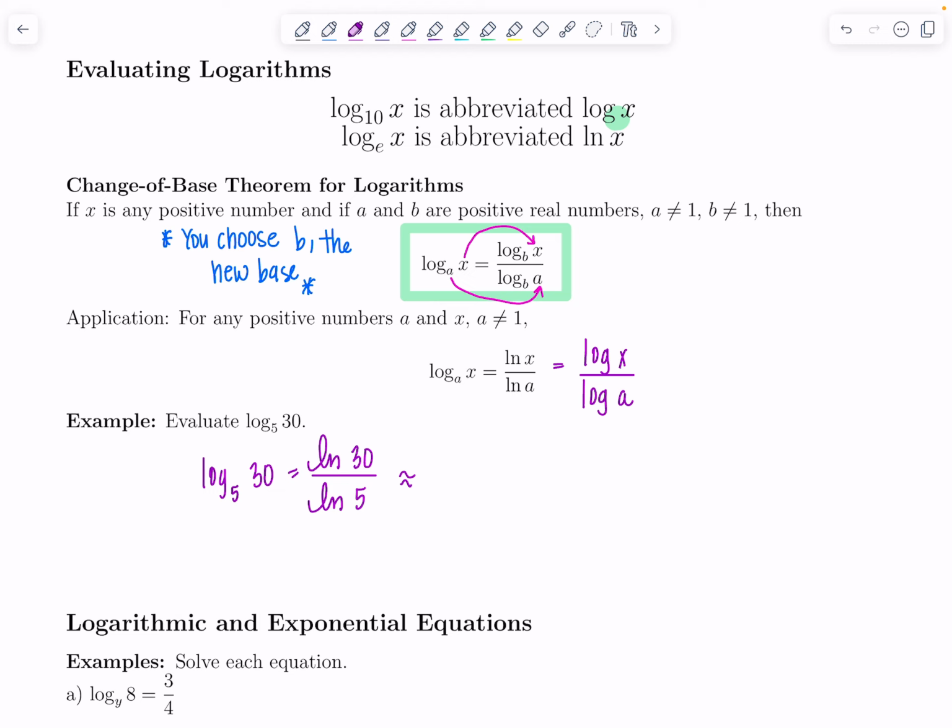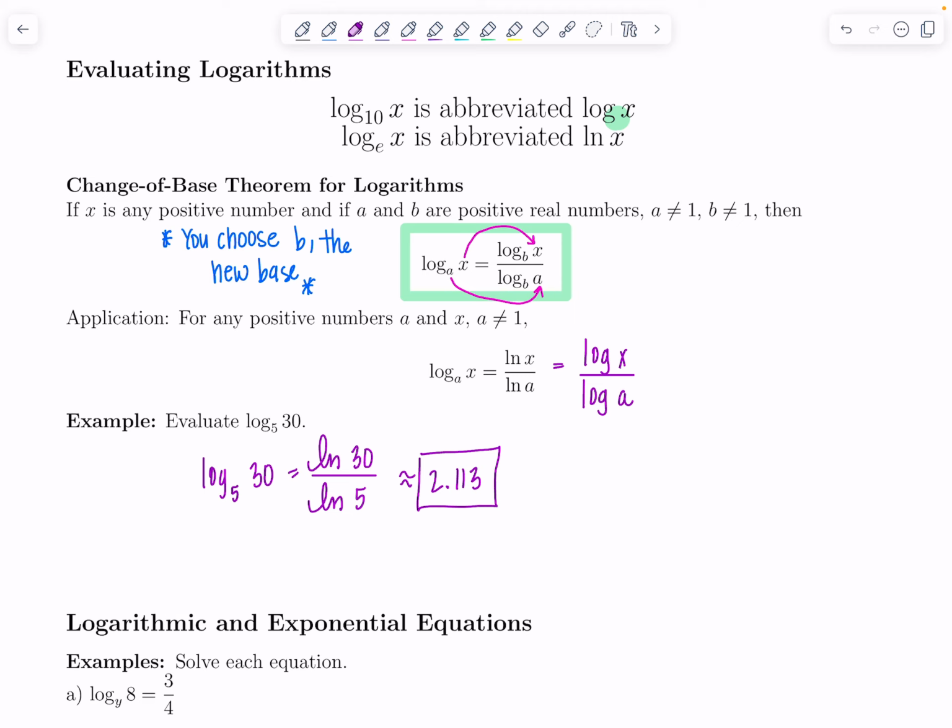And then you should have an ln key on your calculator. Just make sure you're mindful with your parentheses that you close them up before you divide and whatnot. And this comes out to about 2.113282. Well, I'll stop there, 2.113.